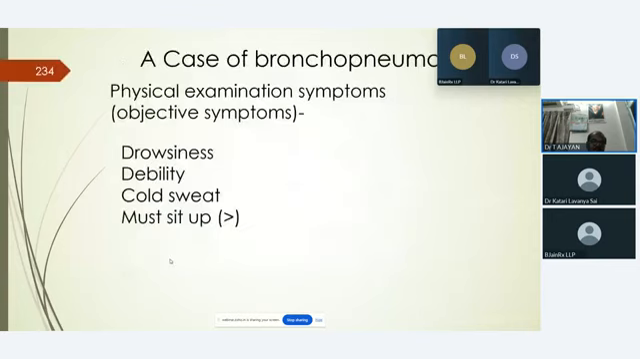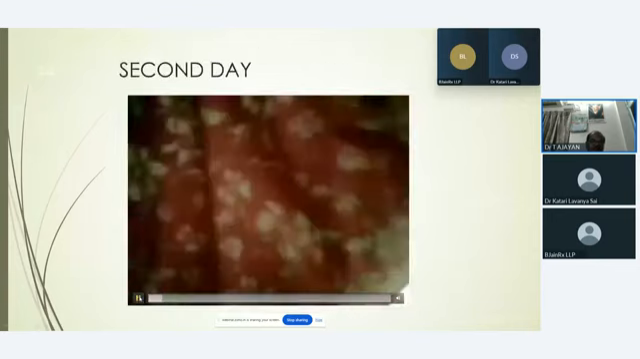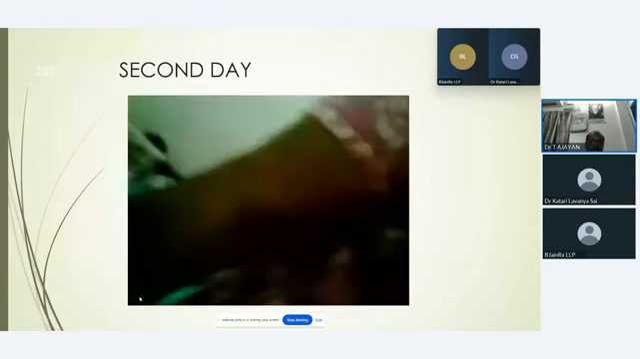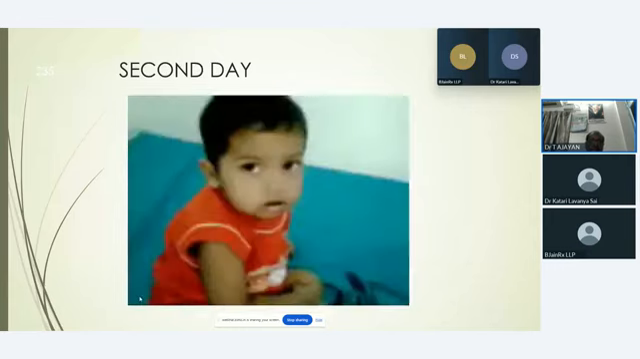The next day, the bronchopneumonia child is absolutely normal. The rapidity, gentleness, and permanence. Look at the face, absolutely normal.